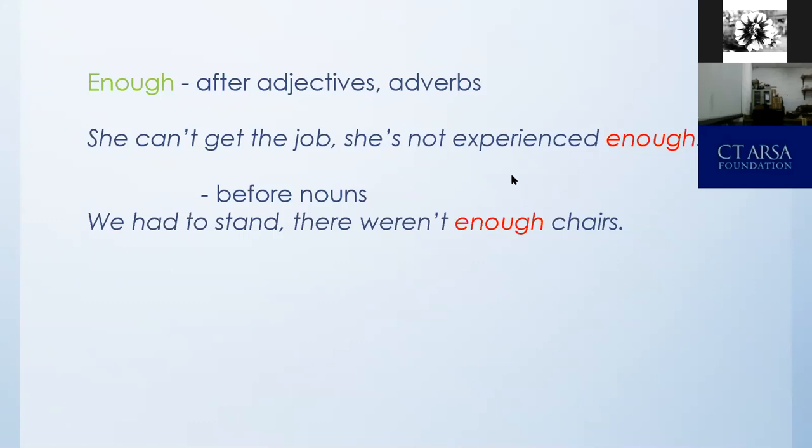Look at this one here. Before, when we use adjective, we place enough after adjective or adverb. But when we combine it with noun, we place enough before noun. This is an example: we had to stand, there were not enough chairs. Enough first and then noun. You got it? Understand? Yes, sir. Okay, that is the difference when we use adjective and when we use noun.